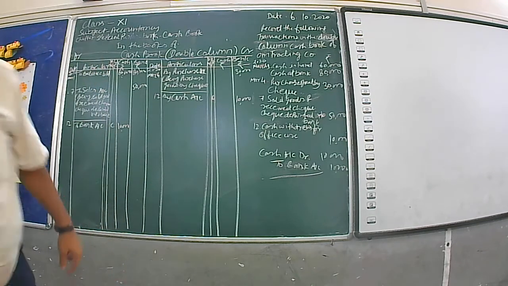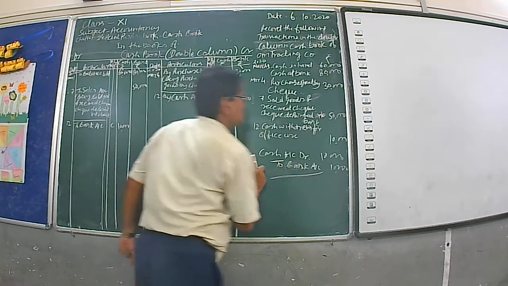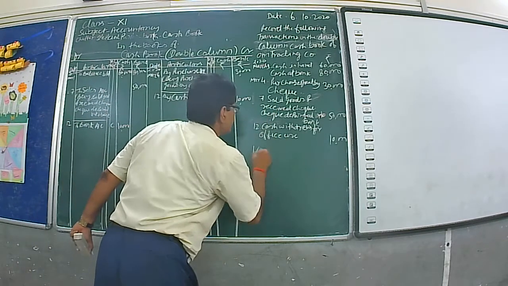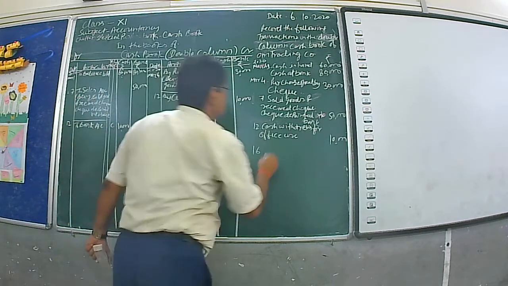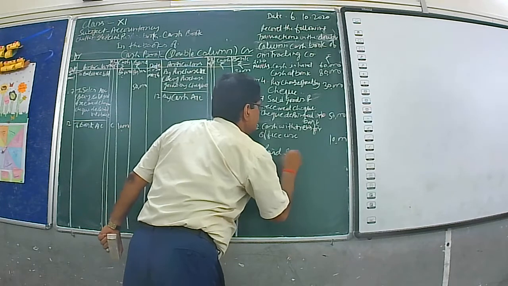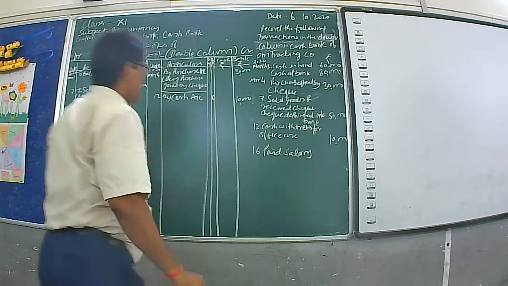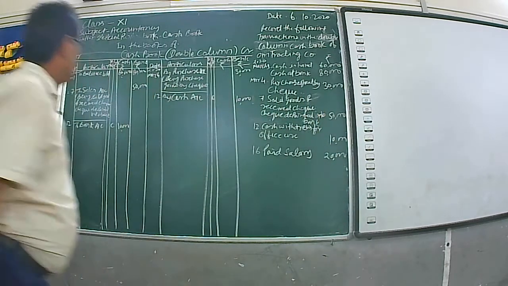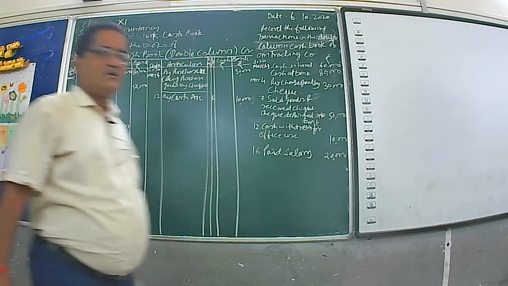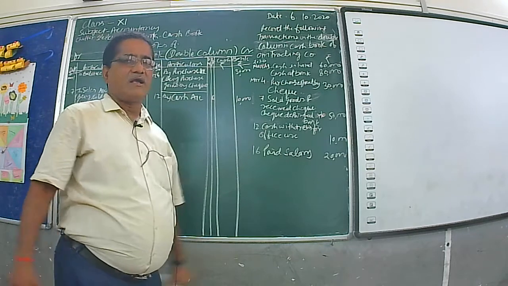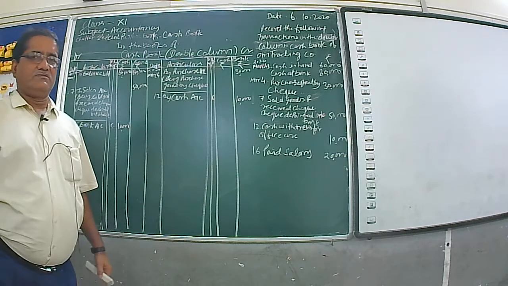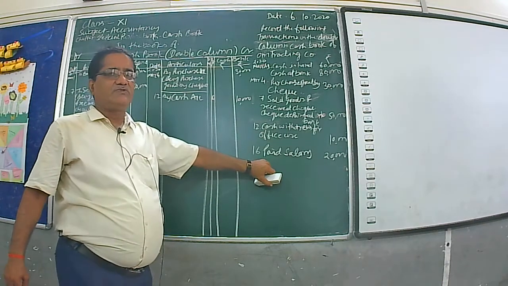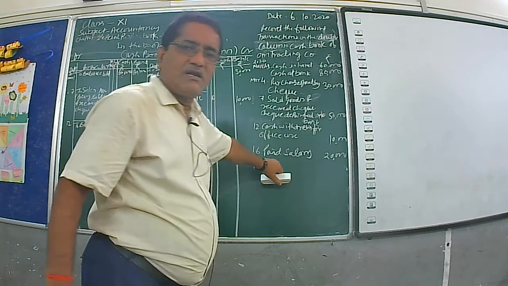Next entry, 16. Paid salary rupees 20,000. Paid salary rupees 20,000, the journal entry will be salary account debit to cash account. Since cash is on the credit side, you will have to note it in the credit side of the cash book.